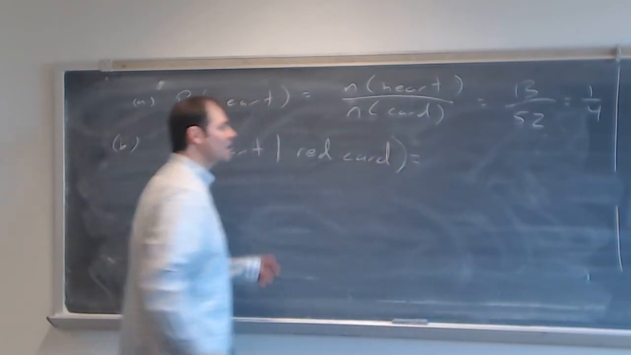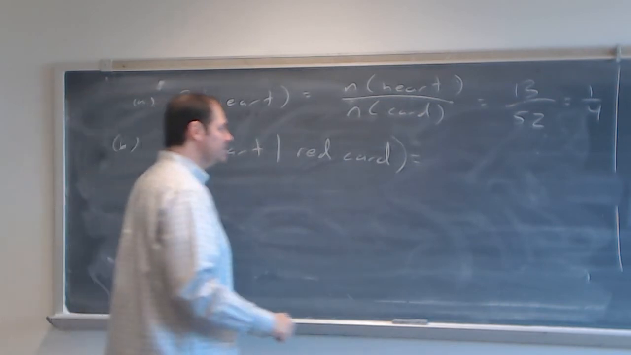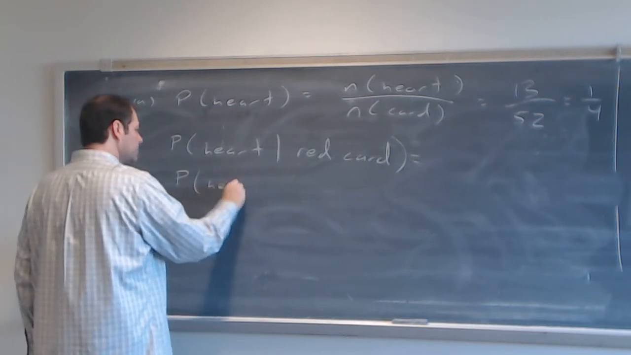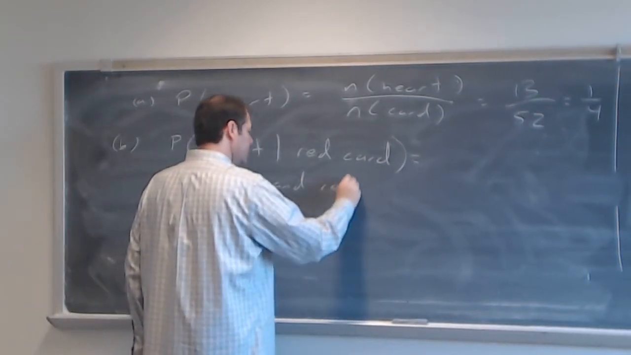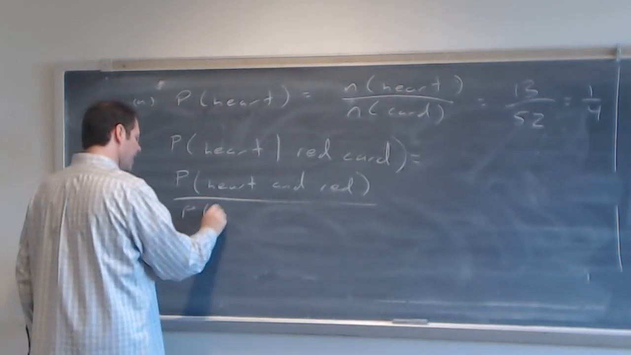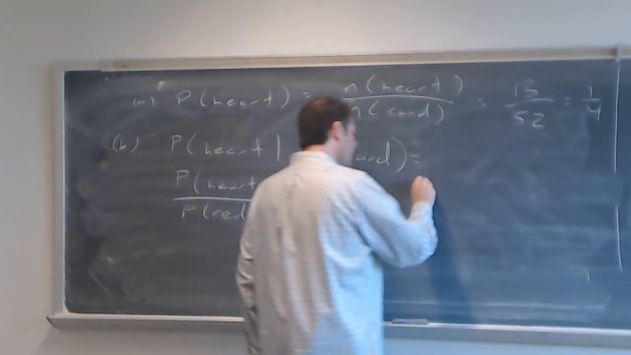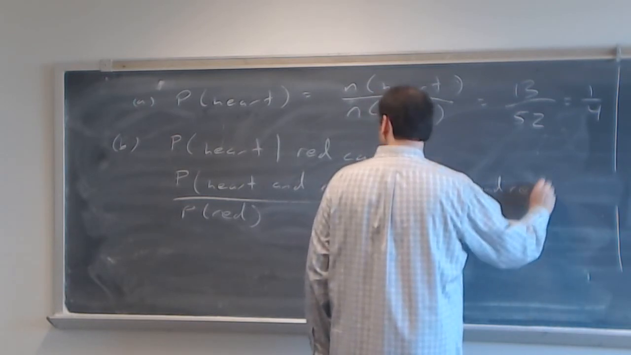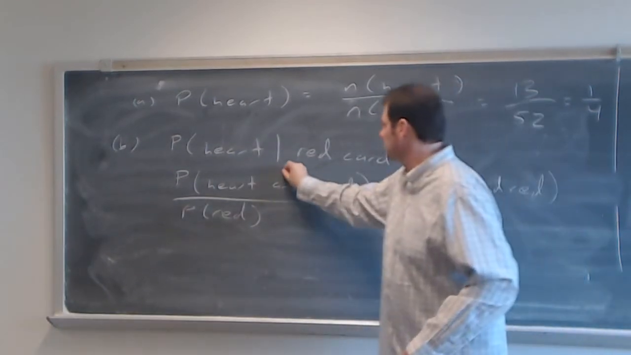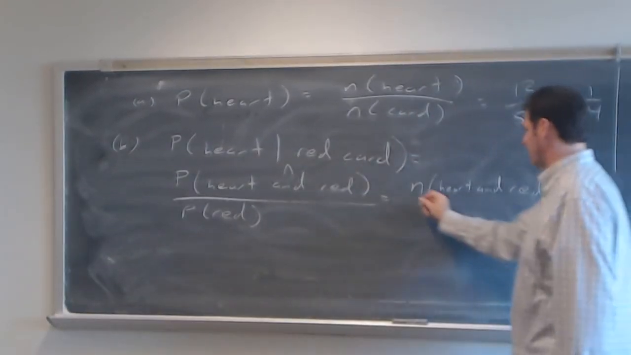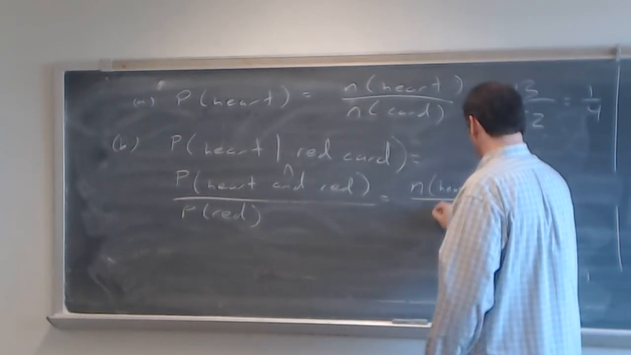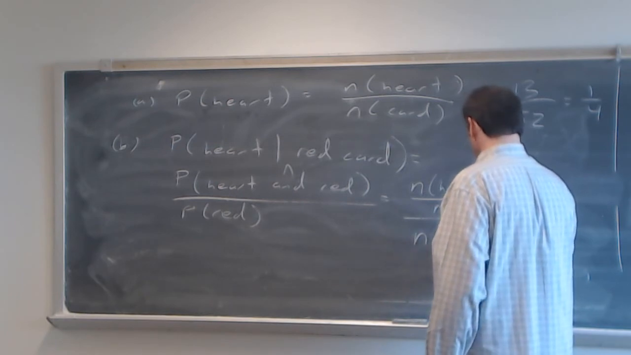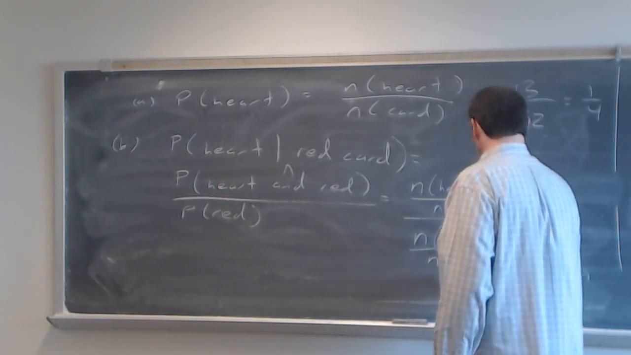Okay. So let us use the definition here. This is the definition of conditional probability: probability of heart and red over the probability of red. And that equals the number of ways of getting heart and red, so heart intersection red, over the number in the sample space, over the number of ways of getting red cards, over the number in the sample space.